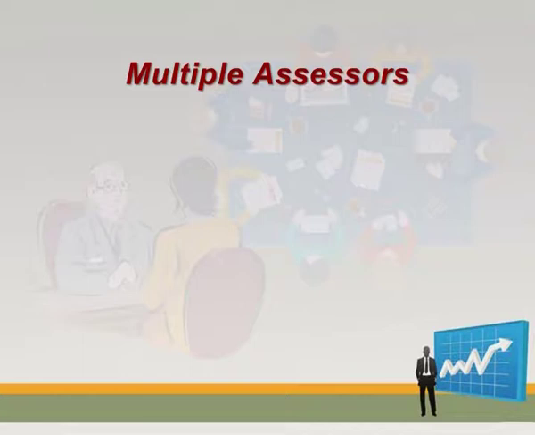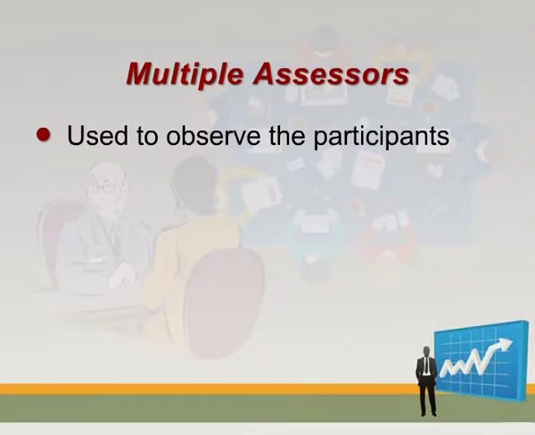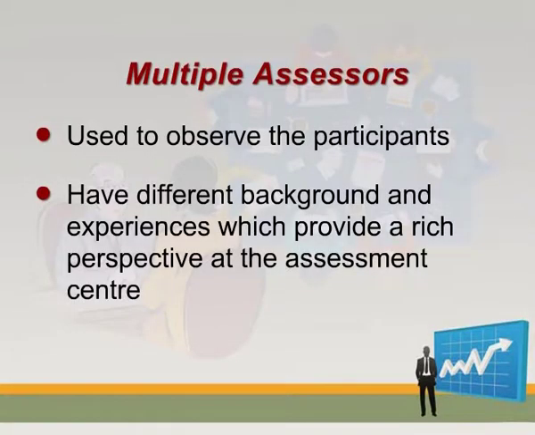So, multiple assessors at a time in a given situation are used to observe the participants. The basis for using multiple assessors rules out the individual bias about the participant. These assessors have different backgrounds and experiences which provide a rich perspective at the assessment center for assessing the participant. These assessors can be line manager, HR manager, outside consultant, trainer from different functional specializations.